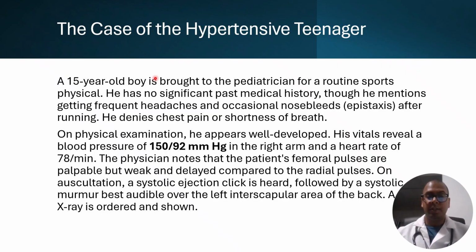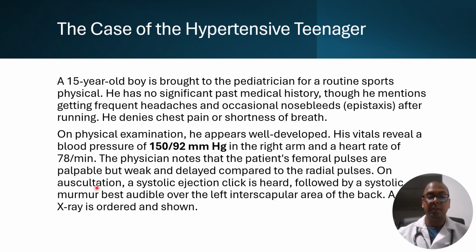He denies chest pain or shortness of breath. On physical examination, he appears well developed. His vitals revealed a blood pressure of 150/92 in the right arm and a heart rate of 78 beats per minute. The physician notes that the patient's femoral pulses are palpable but weak and delayed compared to the radial pulses.